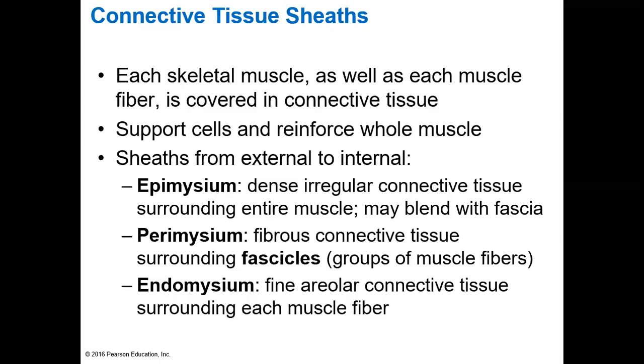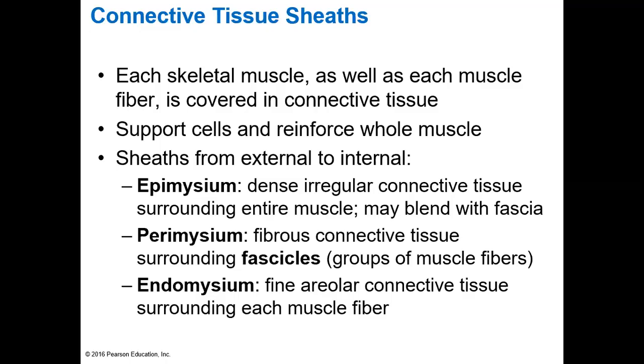Each skeletal muscle, pretend like I'm holding, here, this is your bicep, let's say. Your bicep is wrapped around with a connective fiber sheath. So you have connective tissue wrapping around your bicep, and that supports cells and reinforces the whole muscle. But then when we get into it, you're going to find out that every single muscle fiber, so let's just say that this is a muscle fiber coming out of the bicep, has its own individual connective tissue sheath as well, as do all the other ones that are packed into that muscle. So we're going to get into that.